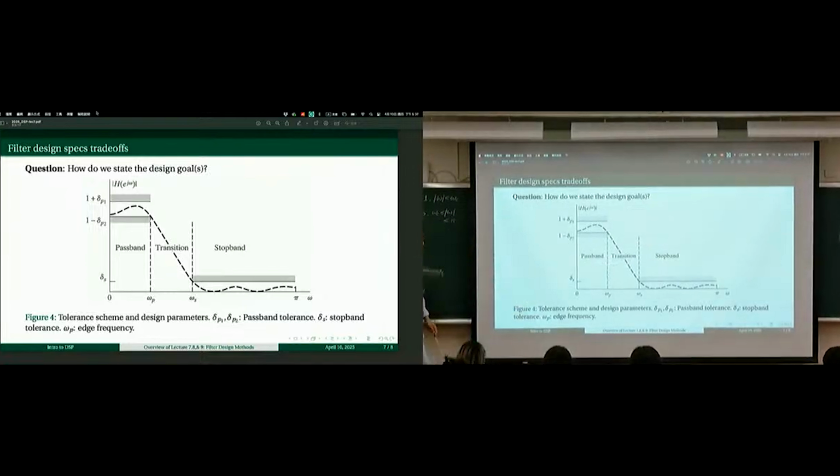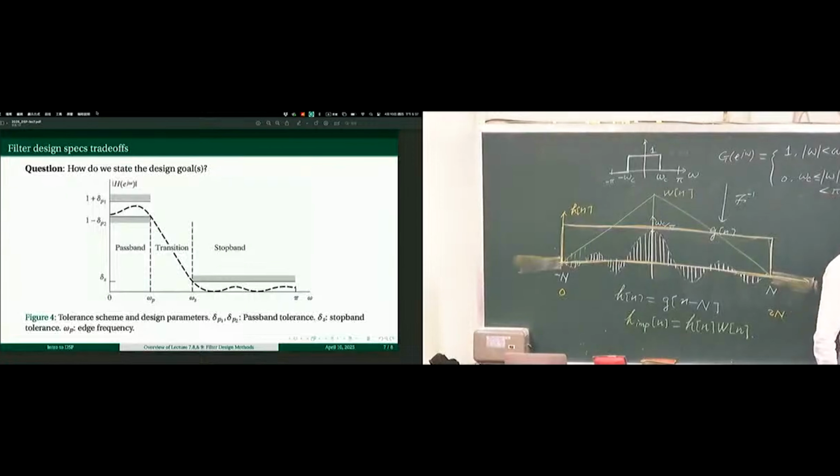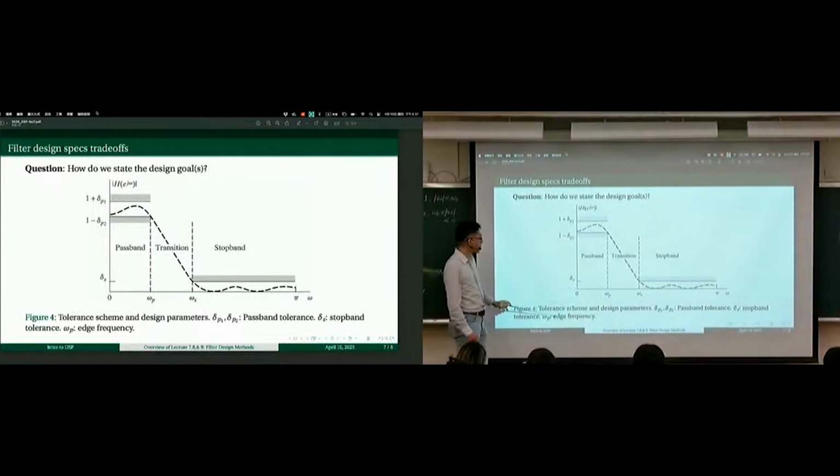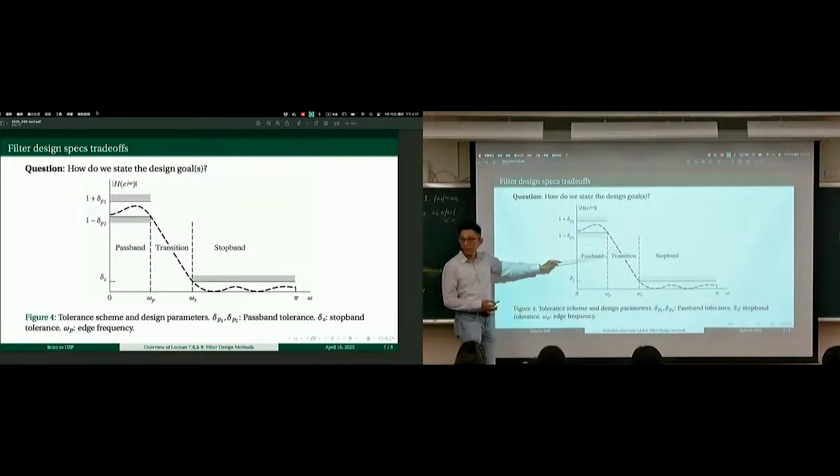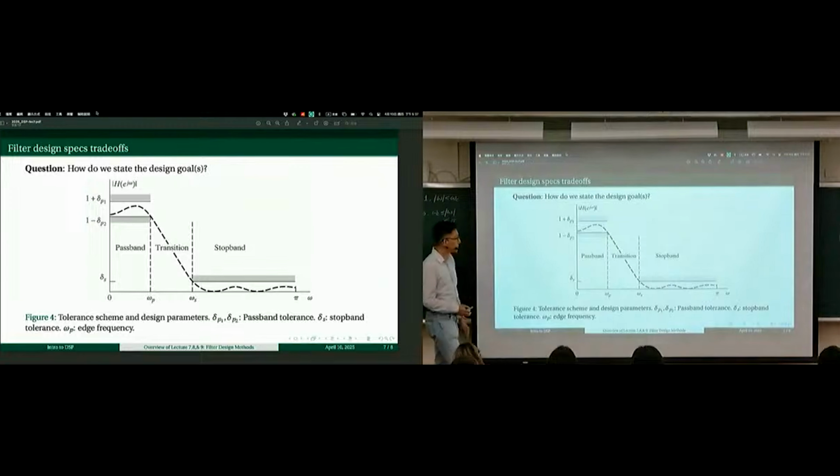You define the corner frequency omega p, the edge frequency for the pass band right here, and your filter is allowed to make a transition from pass band to stop band. In between is called the transition band, where the gain drops from nearly 1 to nearly 0. Pass band, transition band, stop band.